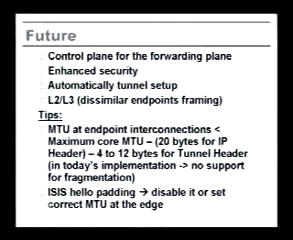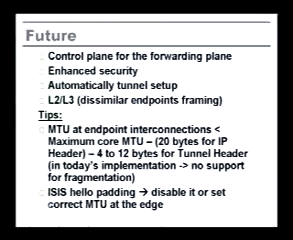To finish, here are future requirements, like having a control plane for the forwarding plane, some more enhanced security, automatic tunnel setup, and also a layer 2 to layer 3 tunneling mechanism. Therefore, you don't need to have the same framing at both endpoints.